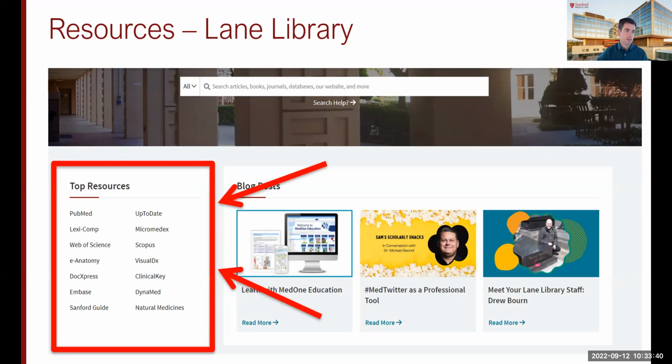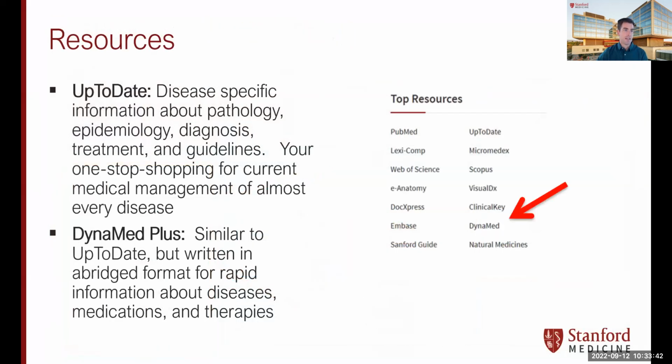And in particular, I recommend Dynamed and UpToDate. So UpToDate is disease-specific information about pathology, epidemiology, diagnosis, treatment, and guidelines. It has excellent information at all levels. So it's very understandable, and it's bulleted and easy to get through. And it also has patient-specific information. So once you look at a topic, you can then look at the patient-specific information and then be able to pass that along to your patients who can understand it.